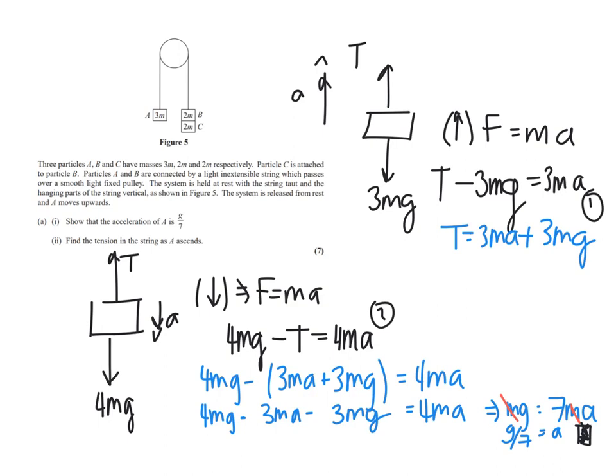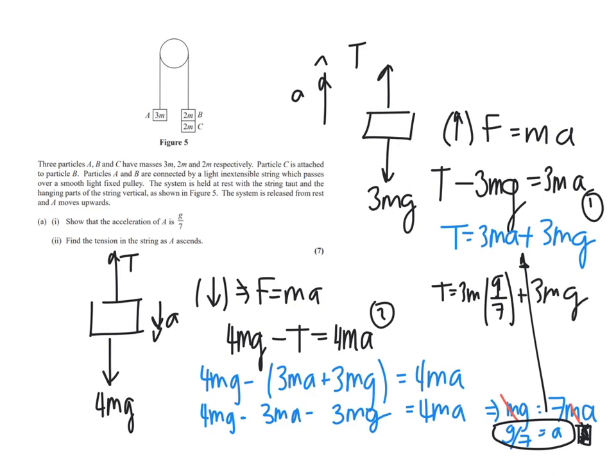Part 2 says find the tension in the string as A ascends. So we just need to take our value of acceleration and plug that into either equation. Actually, for tension would be fine, but my equation 1 is rearranged to say T equals, so that's quite nice. So T will equal 3m g over 7, which is our a, plus 3mg, which works out to be 24 over 7 mg.